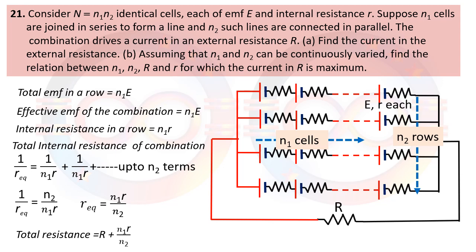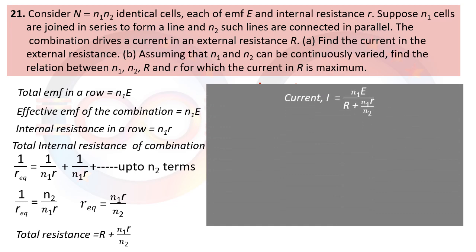So now we have effective EMF, now we have total resistance, we can calculate the current. So current is equal to total EMF upon total resistance, N1E upon R plus N1R upon N2. This could be the answer, or if you simplify it is N2 N1E upon N2R plus N1R. Now one more part is there. Assuming that N1 and N2 can be continuously varied, find the relation between N1 and N2, R and r, for which the current in external resistance is maximum.